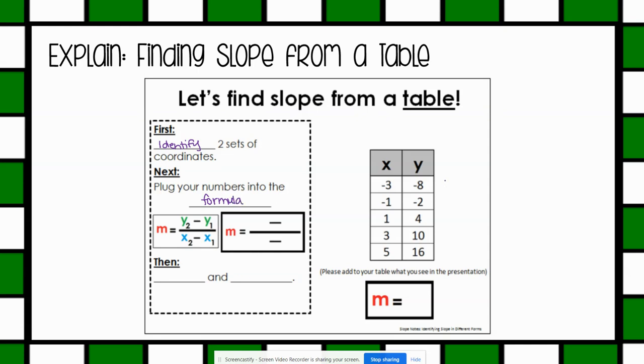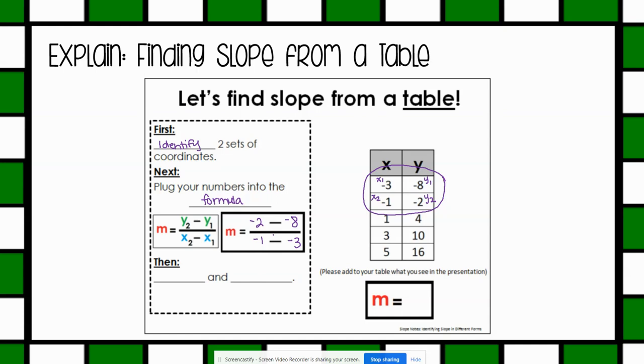So when I do this, I always just try to be easy on myself and use the first set. That would make this value my first x value and this my first y value. And this would be my second x value and this would be my second y value. So if I plugged this into my formula, y sub 2 is going to be negative 2 minus y sub 1, which is negative 8. Then x sub 2, which is negative 1, minus x sub 1, which is negative 3.